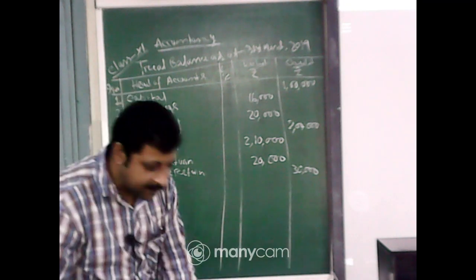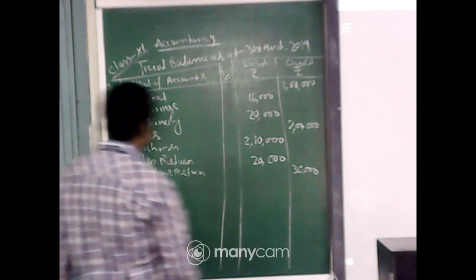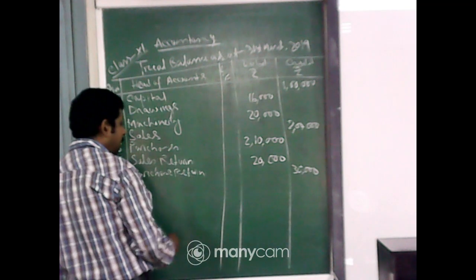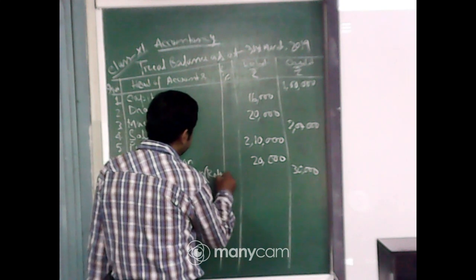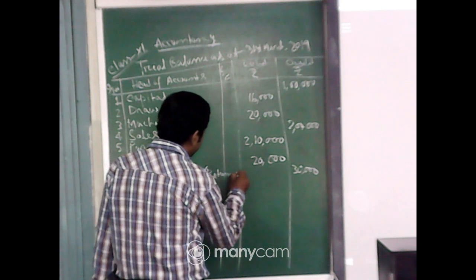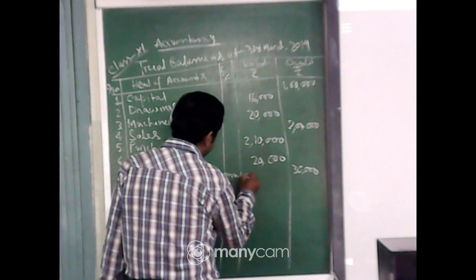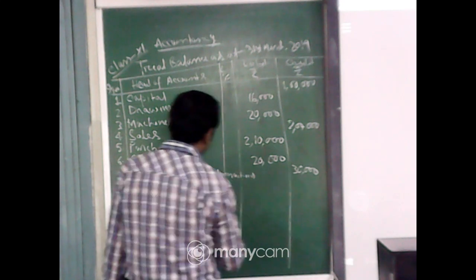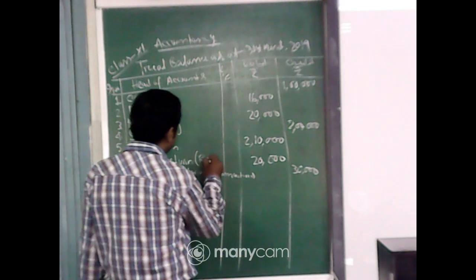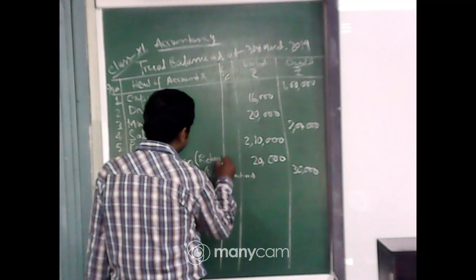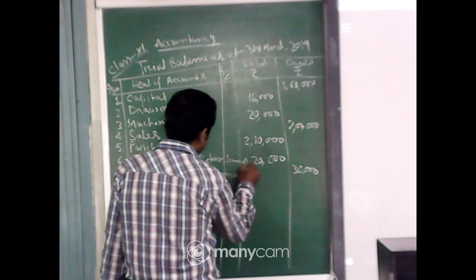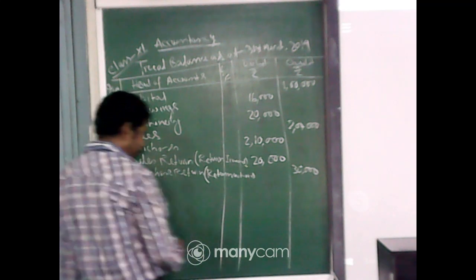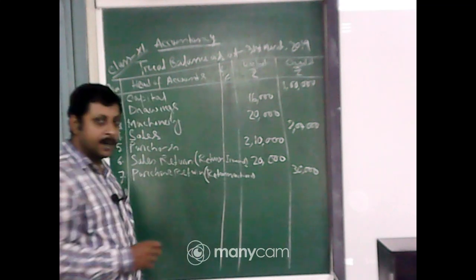Now this sales return and this purchase return, sometimes you can see written as return outward. Somewhere you can see return outward for purchase return, and return inward. Sales return is return inward. Somewhere you can see it is the same thing. Okay, return outward and return inward.